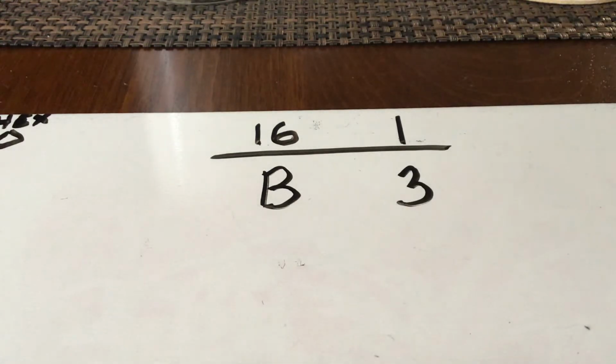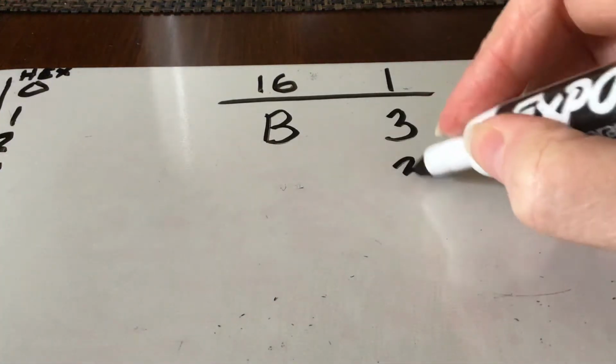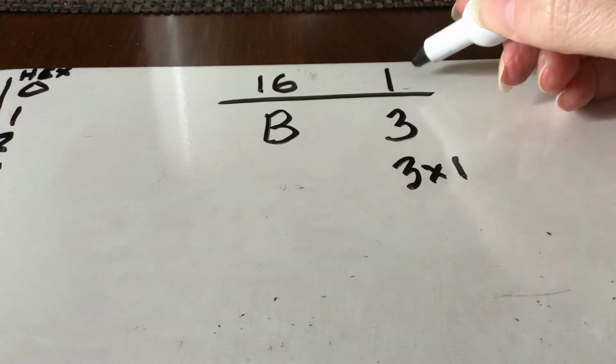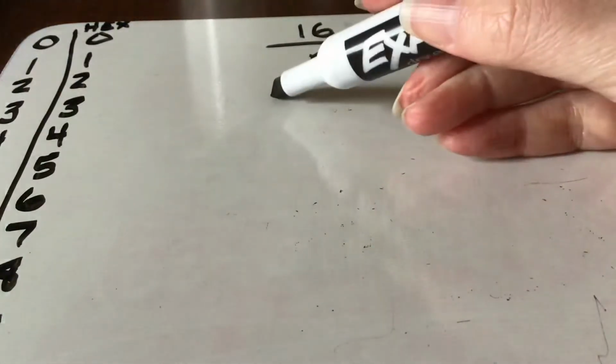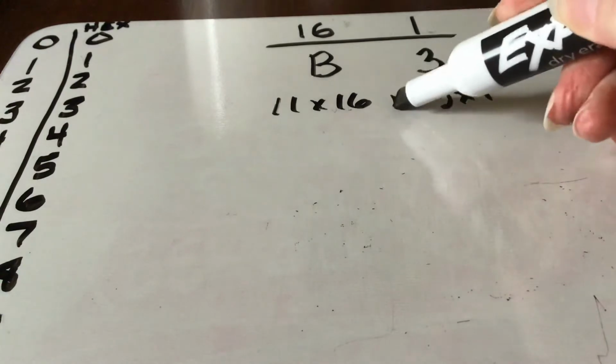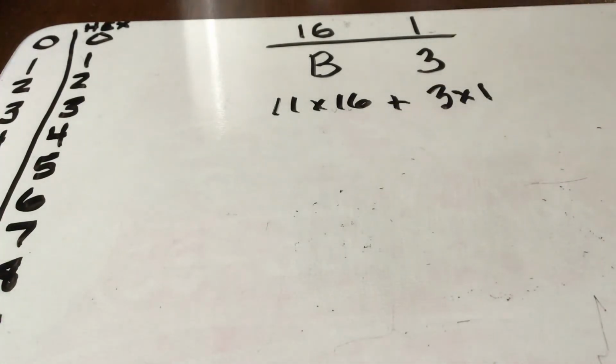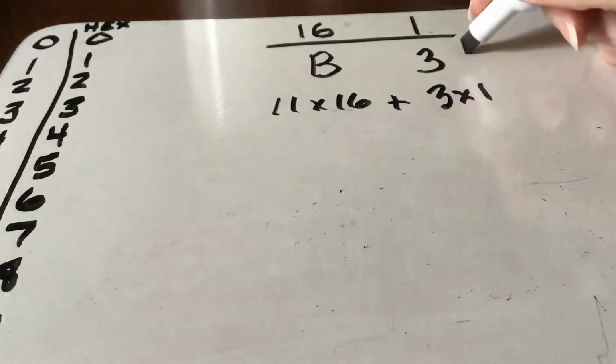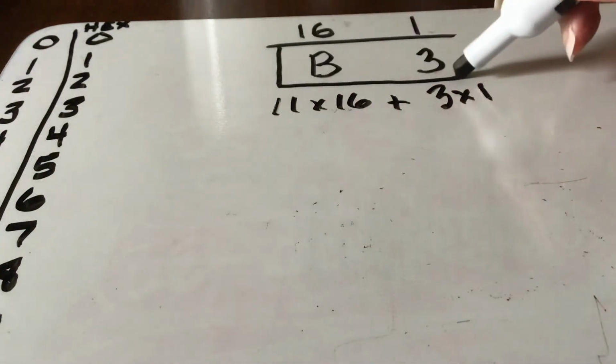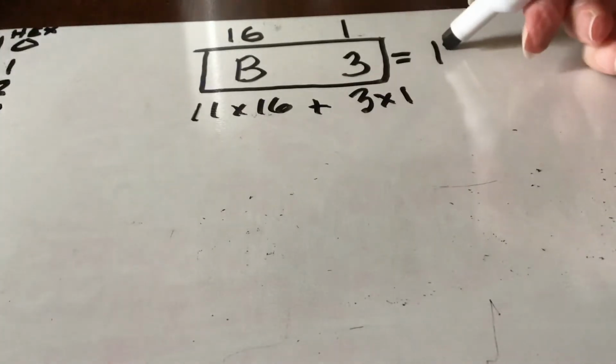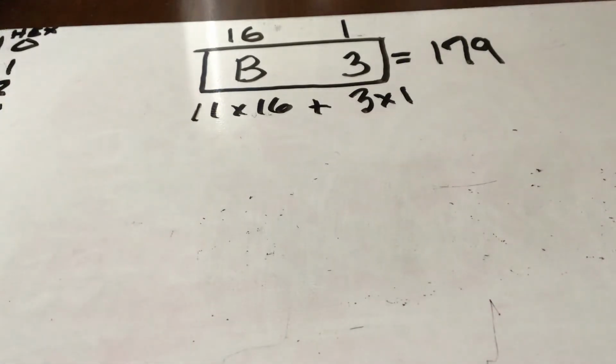To convert that into a regular decimal number, or base 10 number, you would just easily take the 3 times the 1, because it's in the first place value, and then this letter B represents the number 11, right? So we go 11 times 16, and we would add those things together. So 11 times 16 plus 3 times 1. I'm going to do it all in one big swoop. So this hex number right here would represent the number 179 in the real decimal numbering system.